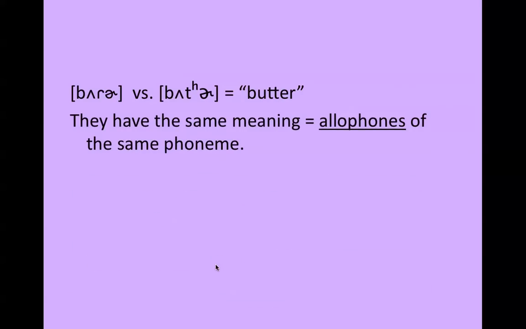So to review a little bit, we have butter versus butter. They have the same meaning. Whether I say butter with a flap or butter with an aspirated t, you know what I mean by that word. It has the same meaning. So that's our test, and we know that they're allophones of the same phoneme. If, however, the two had different meanings, then we would know that the flap and the aspirated t are separate phonemes.